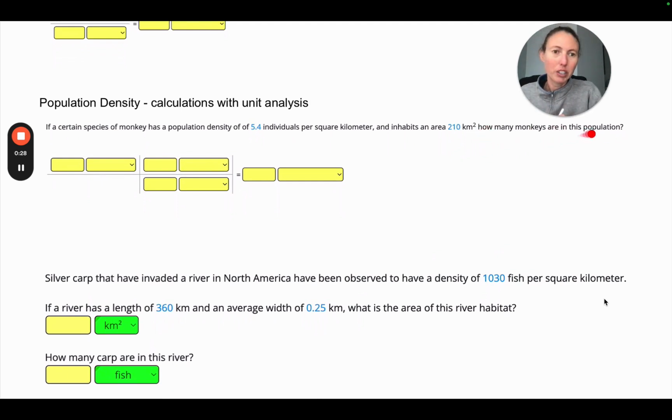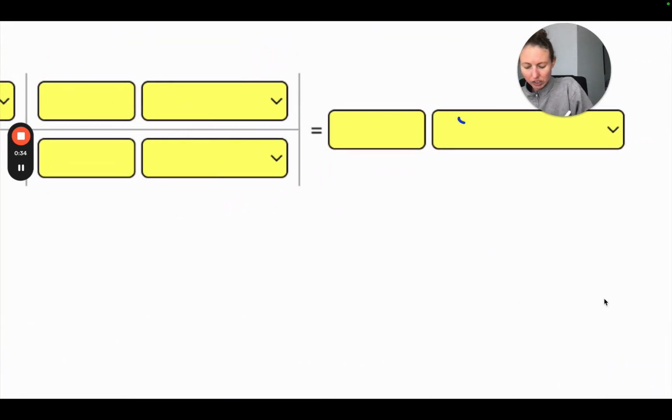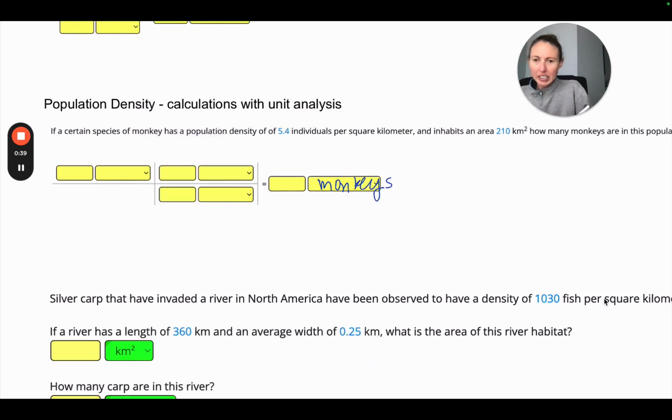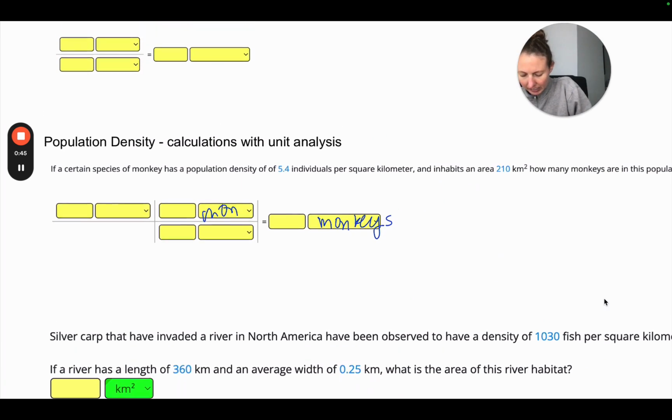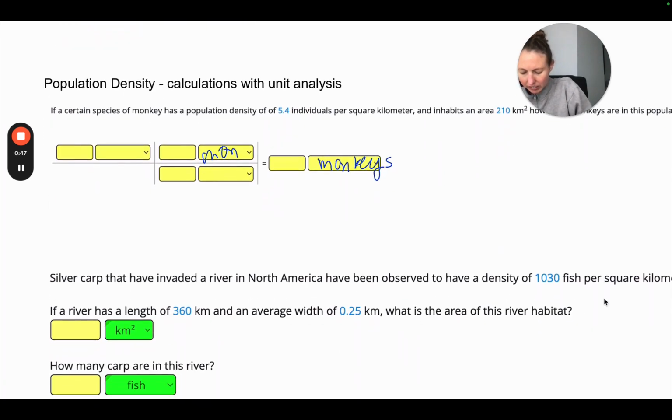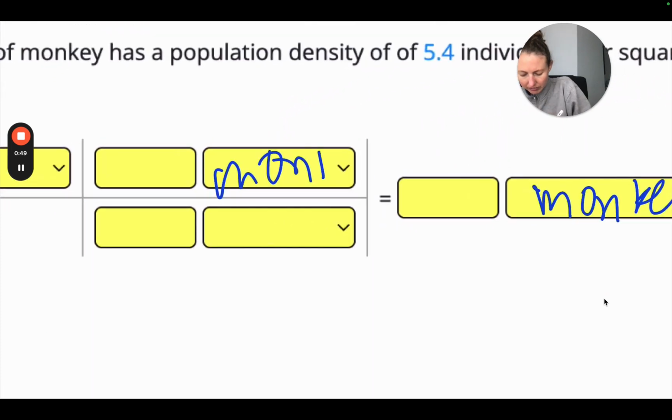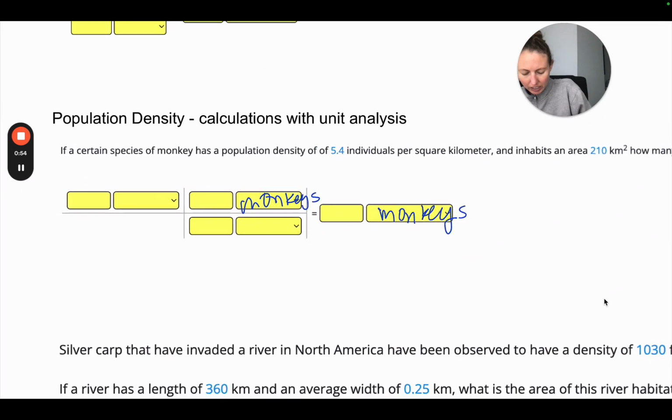So we're going to have to look for monkeys as our units for the answer. So we'll put that in here. And that means I'm going to end up needing monkeys on the top, and the other units that I need are going to have to cancel out. Zoom in so I can write that. So my other units are square kilometers, which are km to the second power.